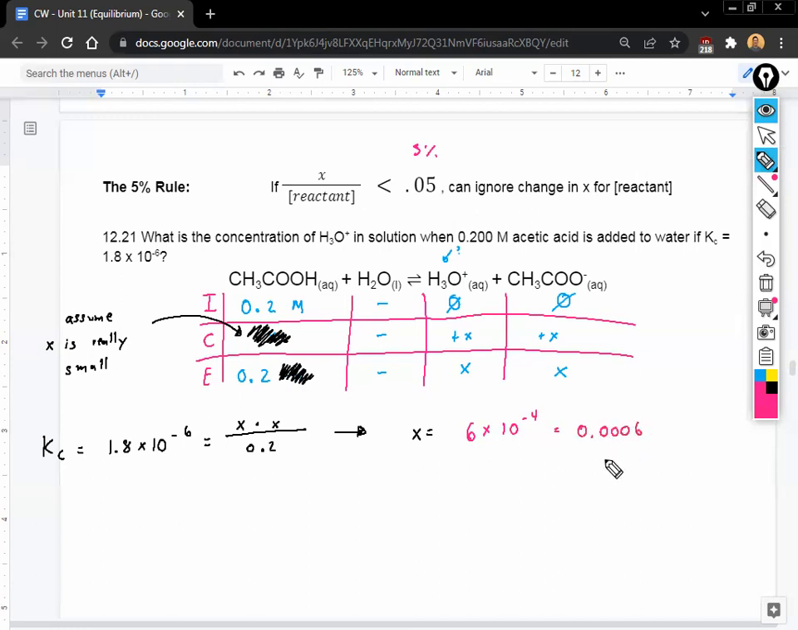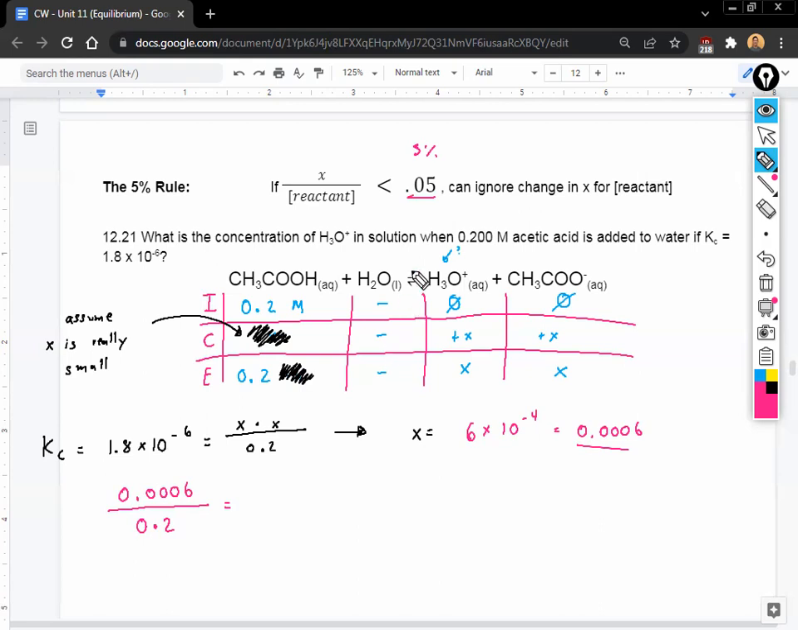All right, so I got x to be 6 times 10 to the negative 4, or 0.0006. Everyone good with that? So now we can use the 5% rule. We're going to see if it was okay to ignore x. We're just gonna use this equation right here. We're gonna put x on the top. We said that x is 0.0006. We're gonna divide it by the reactant concentration, which is 0.2. And if the number that this equation spits out is less than 0.05, it's okay to ignore x.